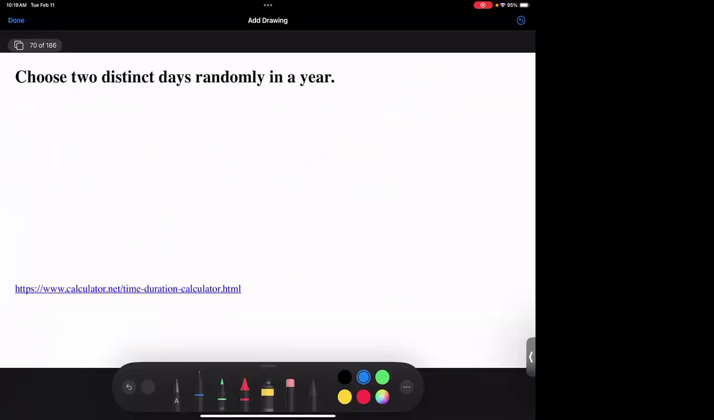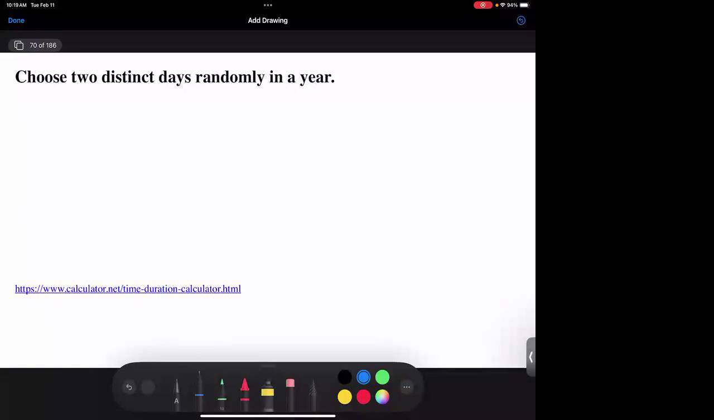So what I want to do now is I want everyone to choose 2 distinct days randomly in the year. Okay, so given that everybody is zooming in, you should be able to write this down, write down 2 days in the year. I will give everybody 15 seconds to do this. Choose the days completely at random if you can. I debated queuing up the Jeopardy music, but I decided not to.